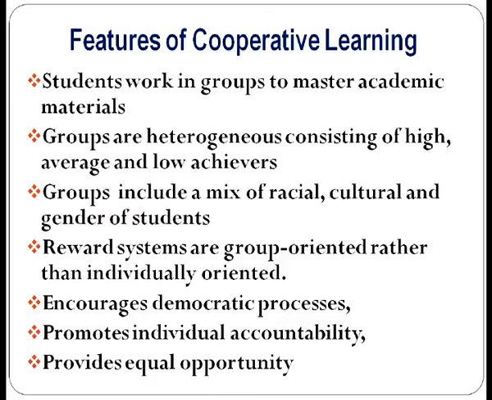The group includes a mix of racial, cultural and gender of students. There is a mixture of culturally diversified students, racially diversified students, and obviously gender also. There are students of different gender. Next, reward systems are group oriented rather than individually oriented. When you work in a group, in a cooperative manner, then the reward is also group oriented. It cannot be individually oriented.